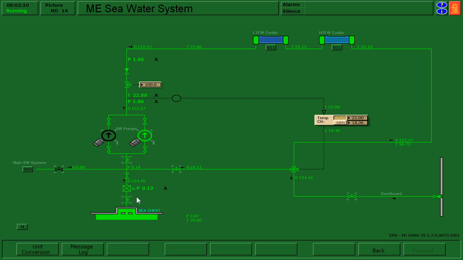What I'm going to do is cause a couple of problems to the system and see what happens. A good problem that I'm going to create would be to block off flow to the pumps. So I'll do that by closing off these inlet valves. You can see that my pressure is dropping, flow is dropping, and let's see what happens.